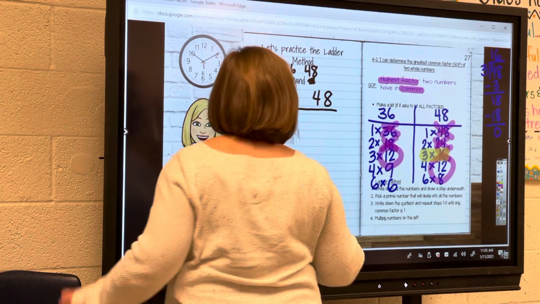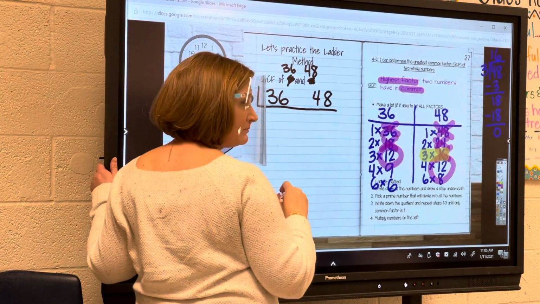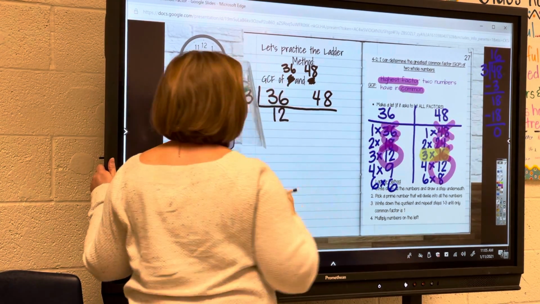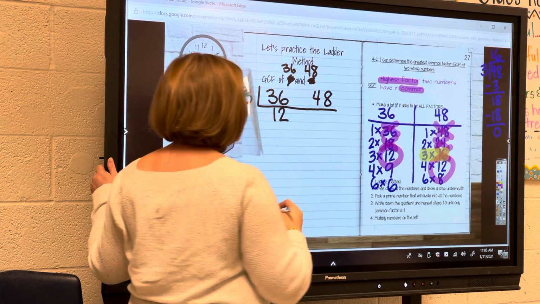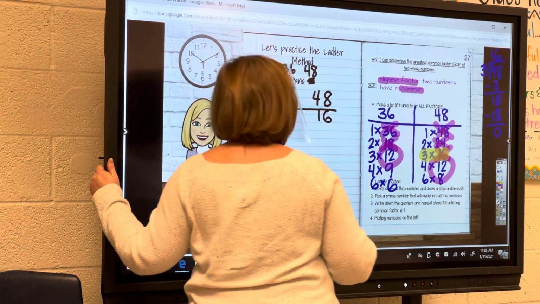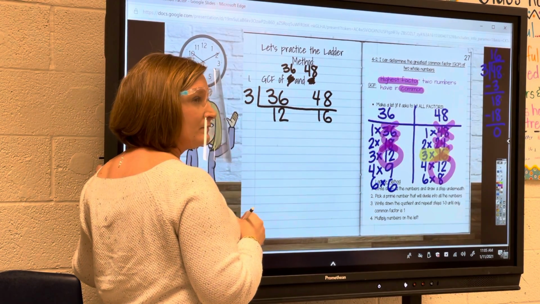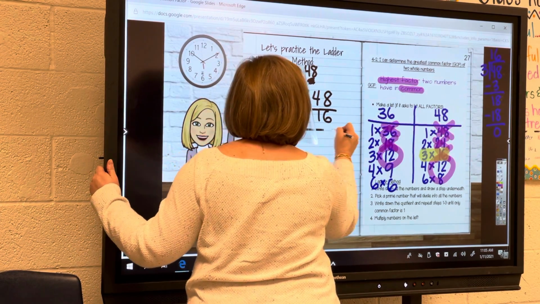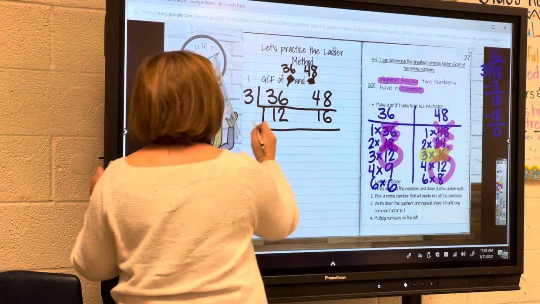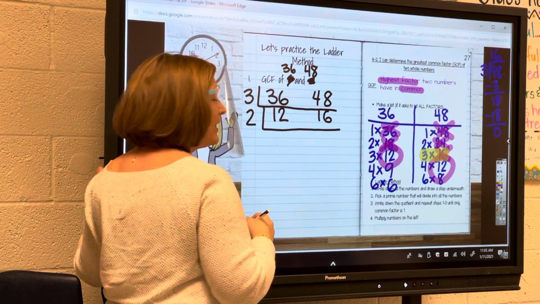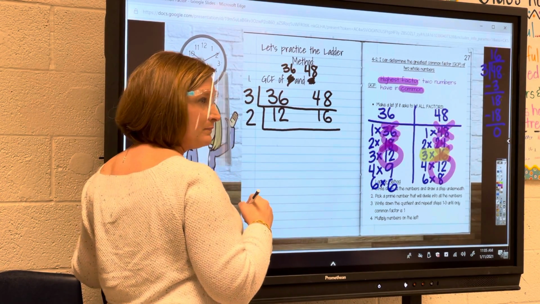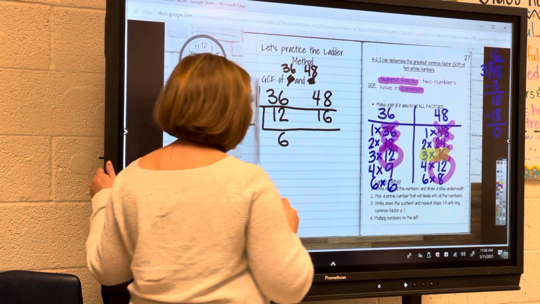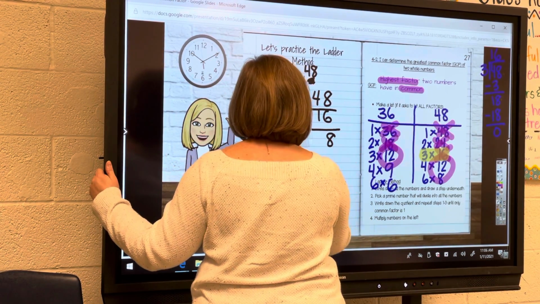36 divided by 3 is 12. 48 divided by 3 is 16. Now, what can I divide 12 and 16 by? 2. So I'm going to draw another rung on my ladder and put a 2 over here. How many times will 2 go into 12? 6. How many times will 2 go into 16? 8. Now, what can I divide 6 and 8 by?